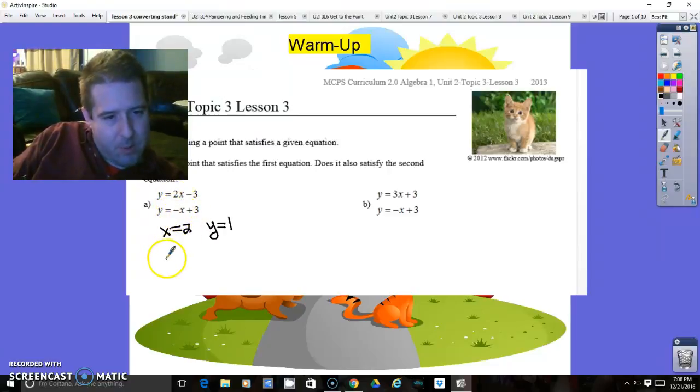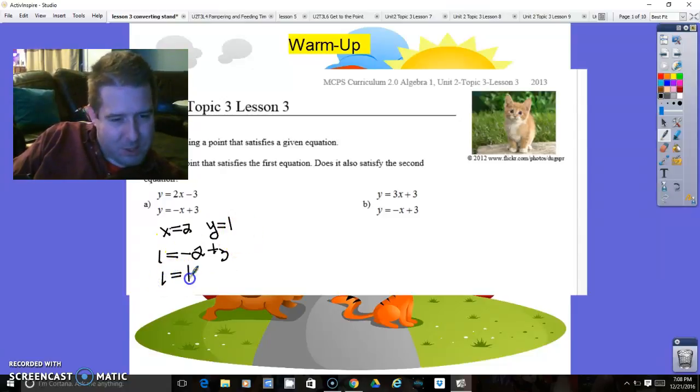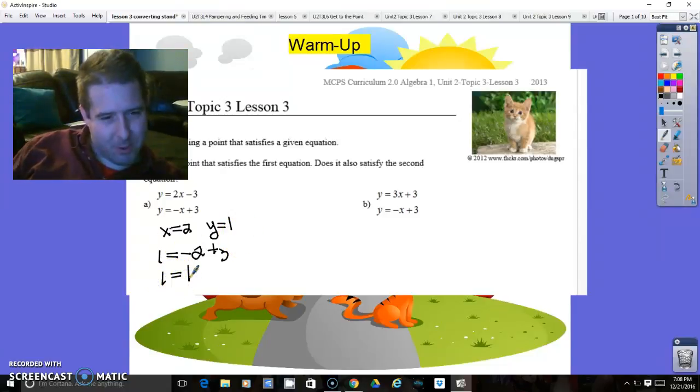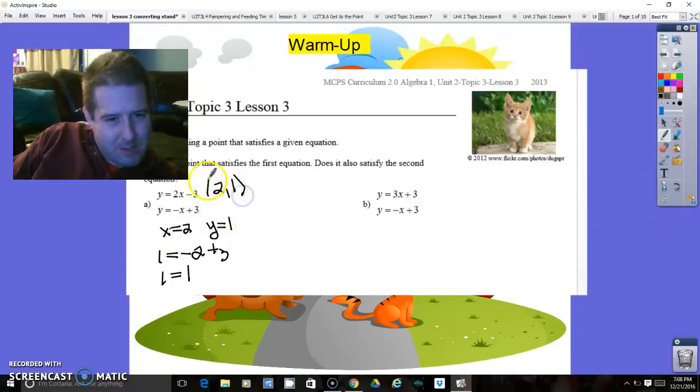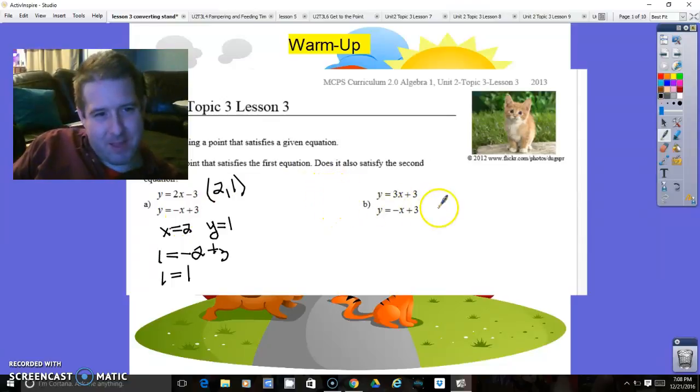Let's take a look. So y equals the opposite of x plus 3. Negative 2 plus 3 is 1. It just so happens, actually, I promise you I didn't do this on purpose, that actually works. That did work. So 2, 1 is a solution set. That is a possible answer to this system of equations. I actually wasn't expecting that to occur. So let's see what happens on the next one.